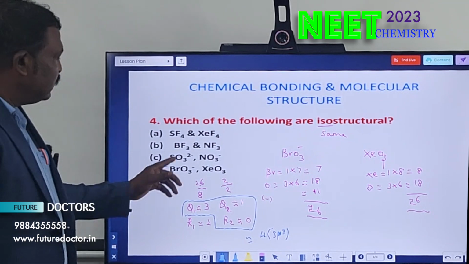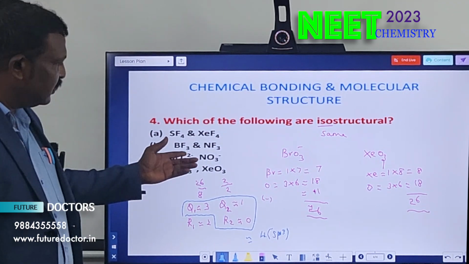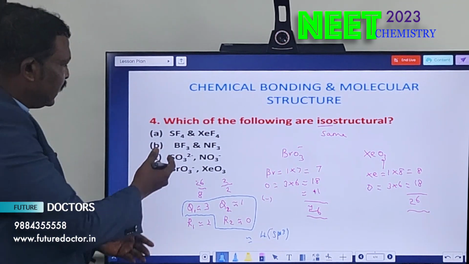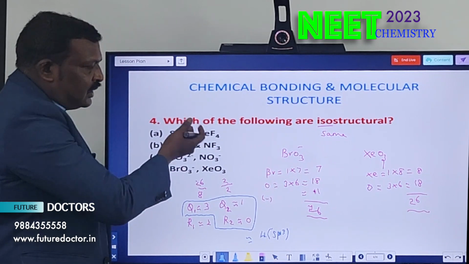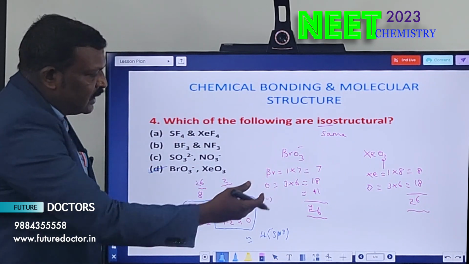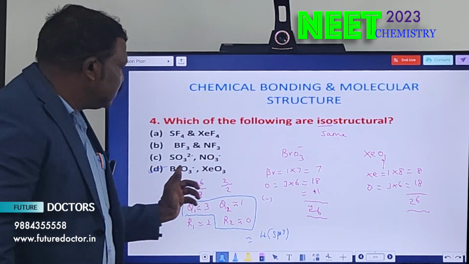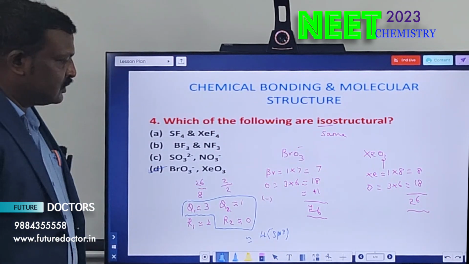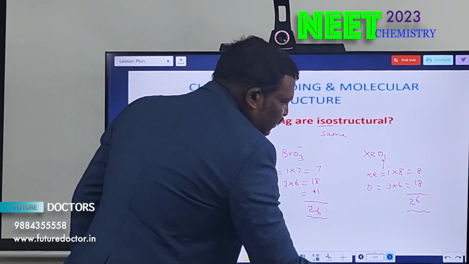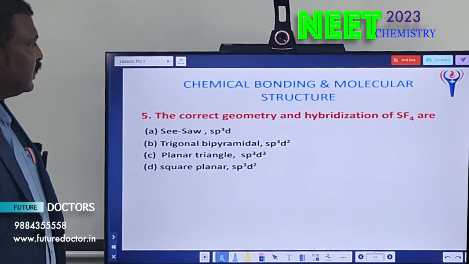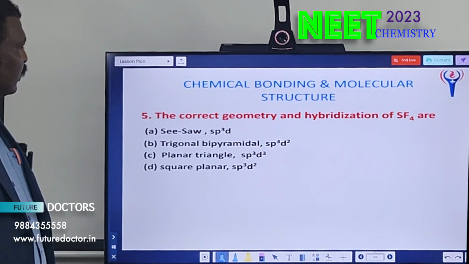Likewise, you find out the other one. Here we are getting two different valence electron counts, but these two compounds have the same number of valence electrons. So only these two are isostructural. Understood? Right. Next one: the correct geometry and hybridization of SF4 are.